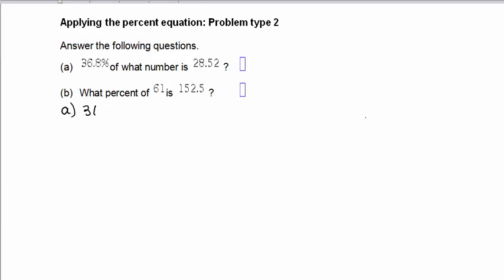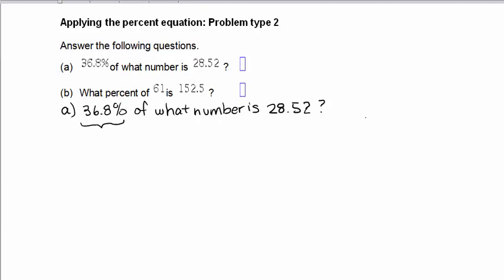It says, 36.8% of what number is 28.52? Okay, so let's go ahead and start translating.